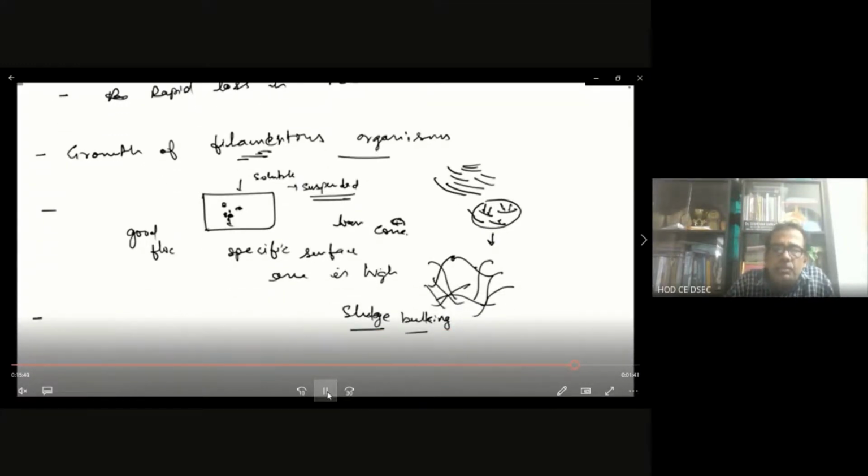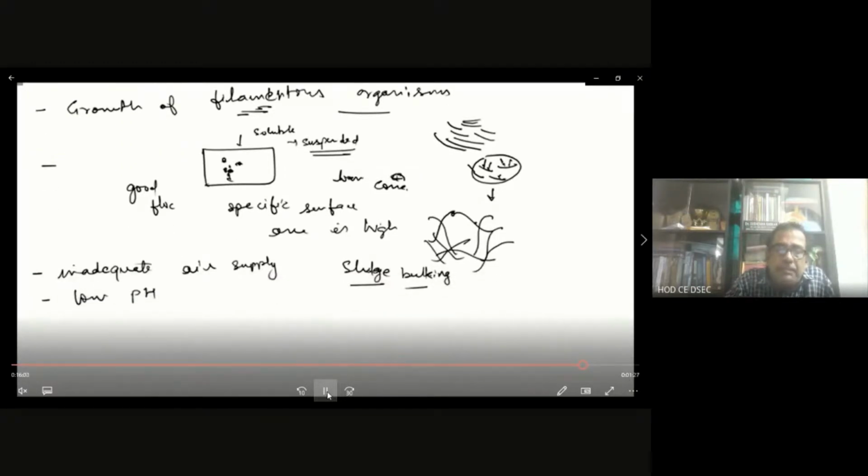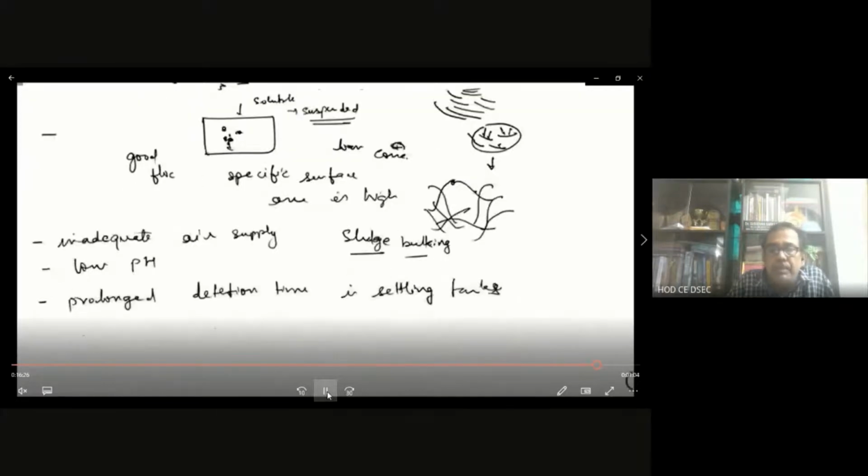I can tell you these two problems can be solved by providing the optimum dosage of aeration, that is the dissolved oxygen. If we go for more than the required air supply, then we have seen that the floating sludge problem occurs. If we provide inadequate air supply and low pH, obviously in acidic condition, along with a prolonged detention time, then there will be a problem of sludge bulking. So these three factors have to be kept in mind so that sludge bulking should not be formed.